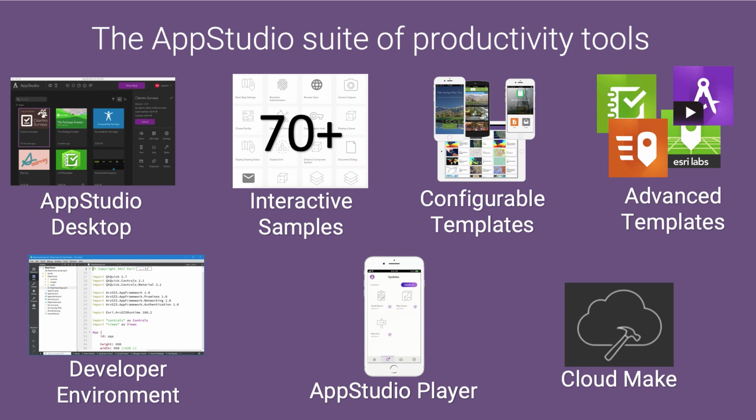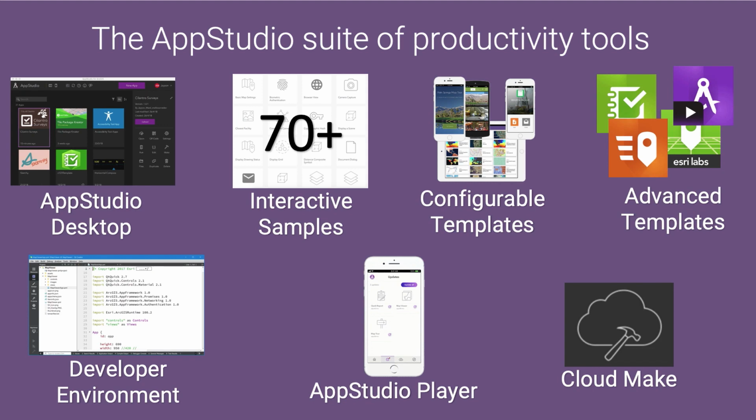And as part of AppStudio, you get the Cloud Make service. This is a build service in the cloud. So you don't have to set up multiple machines for iOS, Android, Windows, Mac, or Linux if you want to create a separate install build. You can actually just write your app in AppStudio, upload it to the cloud, and we will create a separate build for you in the cloud.